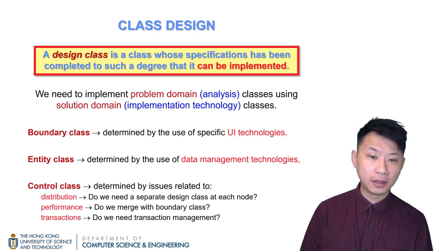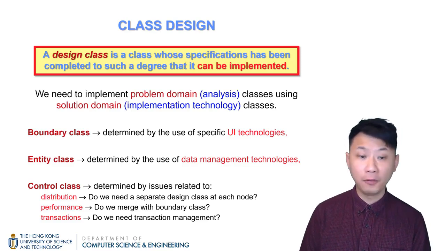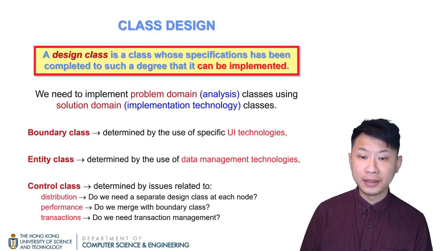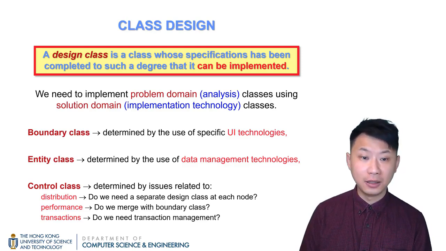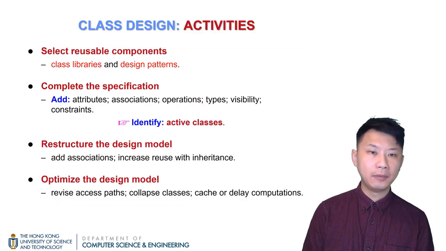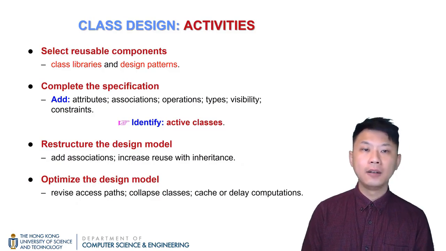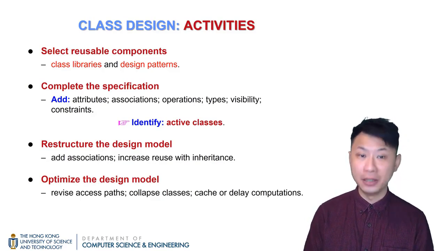And when we try to come up with the control classes, we may have to tackle issues related to distribution, performance, or transactions. For example, do we need a separate design class at each node? Do we merge with the boundary class in order to achieve performance? Do we need transaction management in our system, etc.? And then when we come up with classes that we're going to use for implementation, we have to select reusable components. For example, whether there are some libraries that we can reuse or some design patterns that we can actually reuse. And also complete the specification.